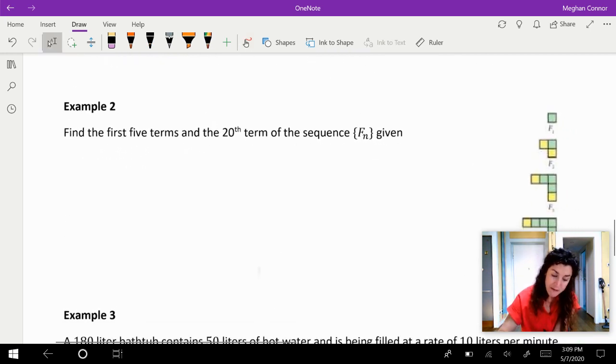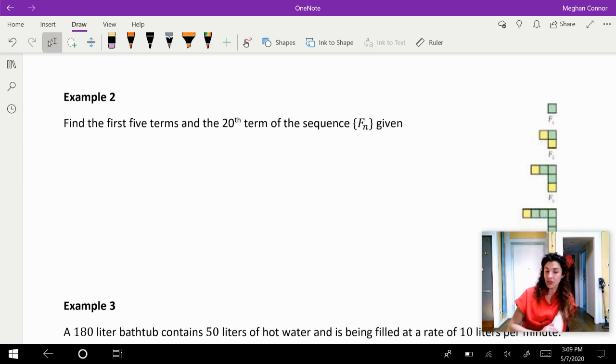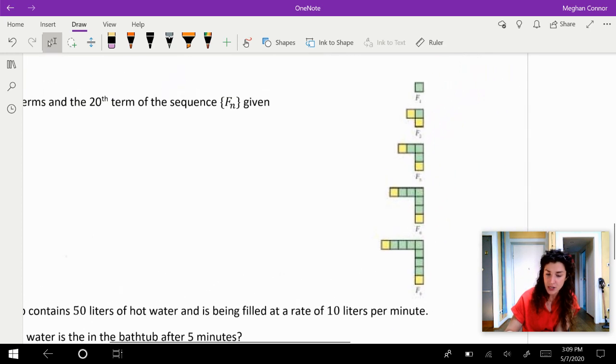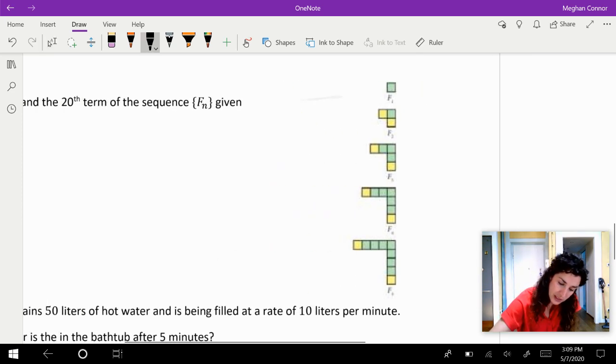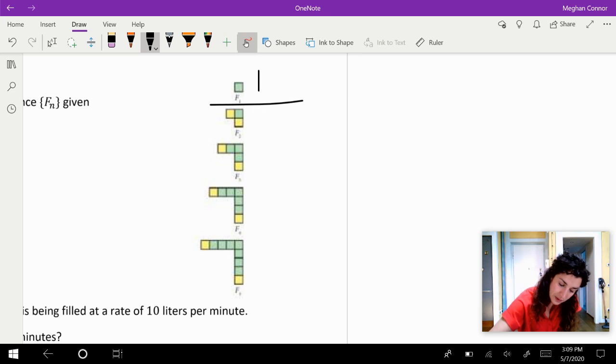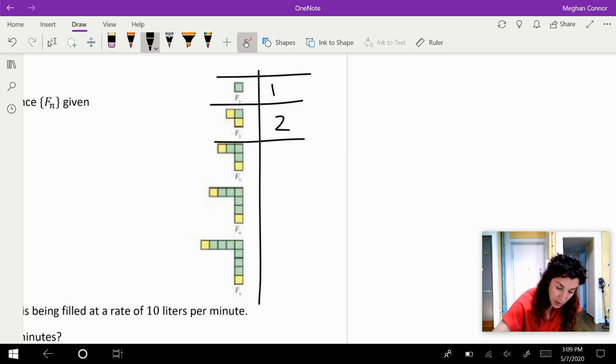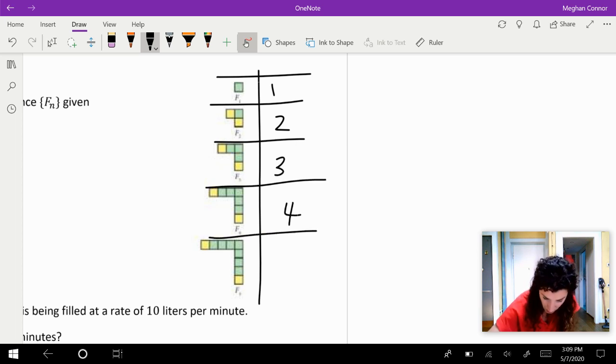Okay, we're going to find the first 5 terms and the 20th term of the sequence. It tells us to do it f sub n, given this pattern here to the right. So I'm going to make a table of values. It says f sub 1, f sub 2. I'm going to make it into a table. I don't want to do a recursive formula here, because if I want to find the 20th term, that means I would have to find all 20 of them, and that is ridiculous.